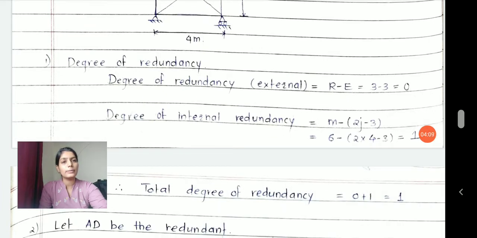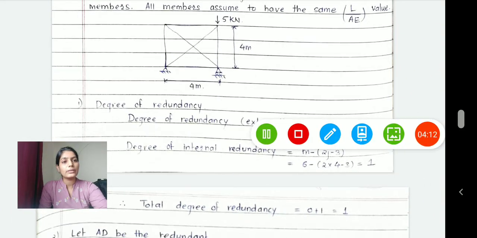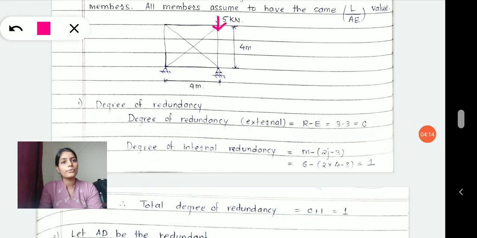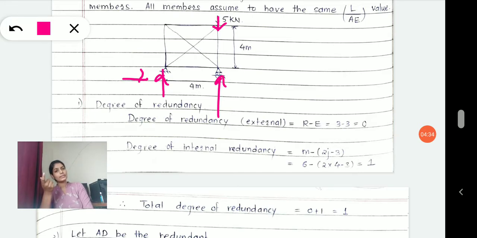So let's start solving this problem. Looking at the frame, you can see that only one force of 5 kilonewton is acting on our system. This frame has two supports: one is a hinge support, which will carry two reactions, and one roller support, which carries one reaction. Now how to solve it? The first step, which I have already told you, is finding the degree of indeterminacy. Once you find that, choose your appropriate redundant member. Then find P forces and K forces, form a chart and get the answer.